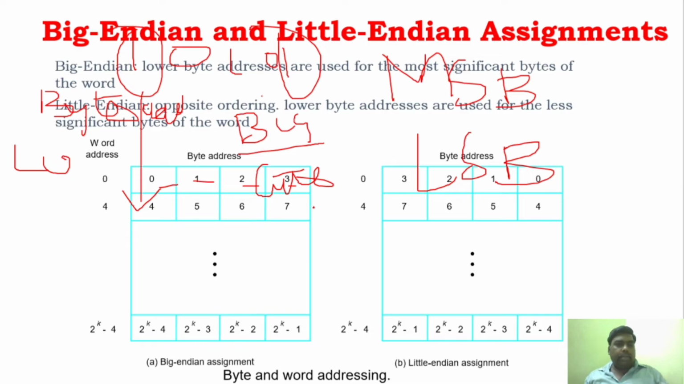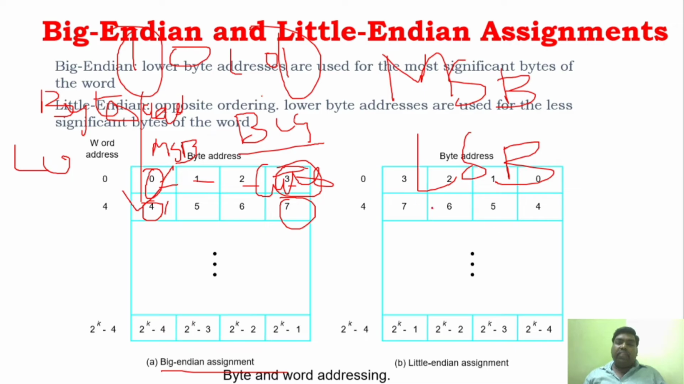Give me a minute. So 0, 1, 2, 3: you can see this 0 is the lowest byte address when compared to 3, correct? And similarly, 4 is the lowest byte address when compared to 7, okay? So now, if you are going to represent the MSB using the lower order byte address, you can see here the MSB is represented using 0 and 4, then it is called big endian. This is called a big endian system.